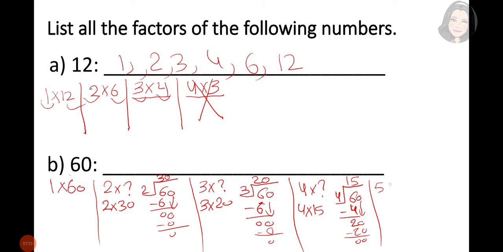Is it divisible by 5? 5 times what number is 60? Let's check. 60 divided by 5, that's a 1 times 5, it's a 5. Subtract 1 and drop down the 0, that's a 2, 10, and the remainder is 0, so it's 5 times 12. Is it divisible by 6?